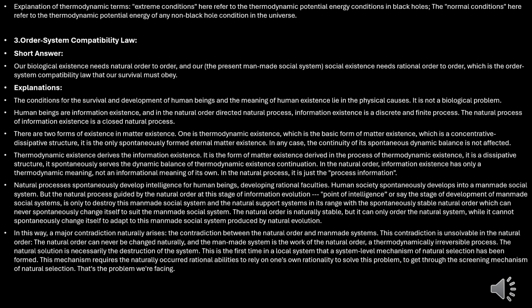In this way, a major contradiction naturally arises, the contradiction between the natural order and man-made systems. This contradiction is unsolvable in the natural order. The natural order can never be changed naturally, and the man-made system is the work of the natural order, a thermodynamically irreversible process. The natural solution is necessarily the destruction of the system. This is the first time in a local system that a system-level mechanism of natural selection has been formed. This mechanism requires the naturally occurred rational abilities to rely on one's own rationality to solve this problem, to get through the screening mechanism of natural selection. That's the problem we're facing.